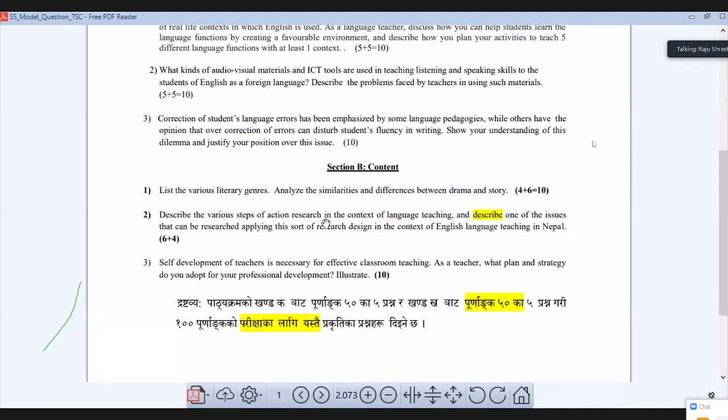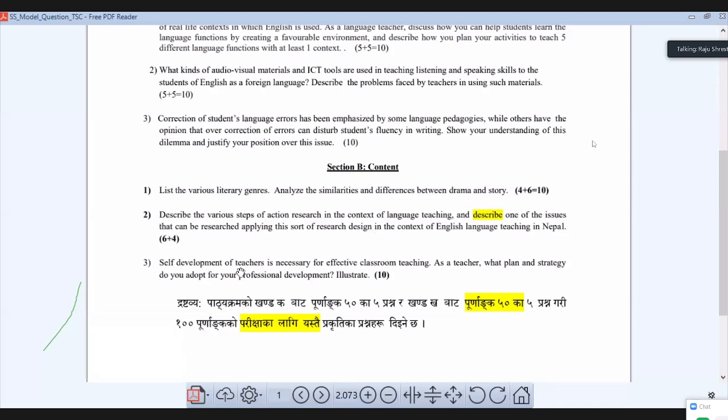There are different steps we discuss as we go along, and describe one of the issues that can be researched applying this sort of research design in the context of English language teaching in Nepal. Pick up one or two issues for action research. Then how do you apply action research as a research design? Action research is one research design, case study is another, then experimental research, survey research. There are different types of research designs we can use in the classroom in the course of the teaching and learning process. So here: what is action research, steps of carrying out action research, issues for action research, and how we apply action research design in Nepal to solve different pedagogical problems.